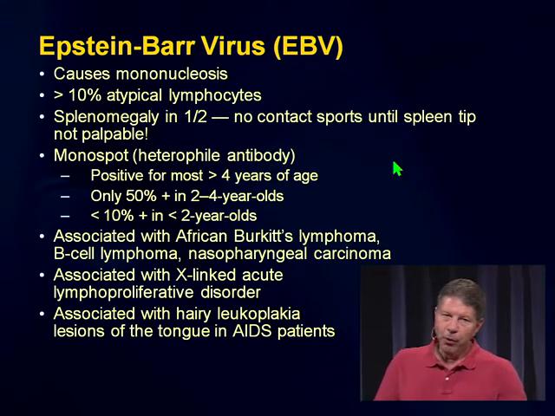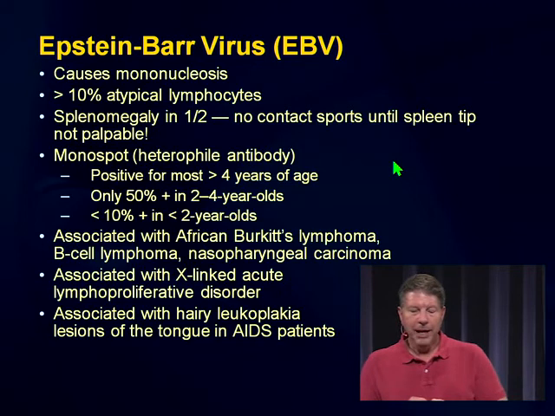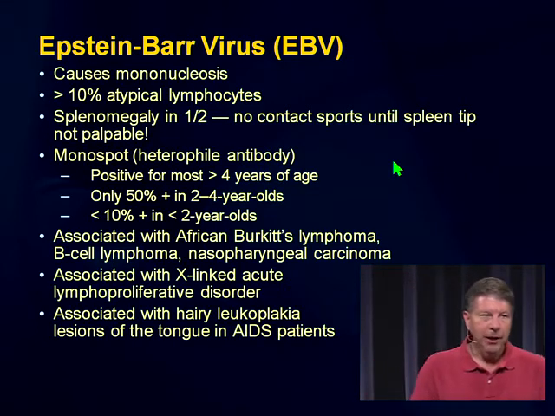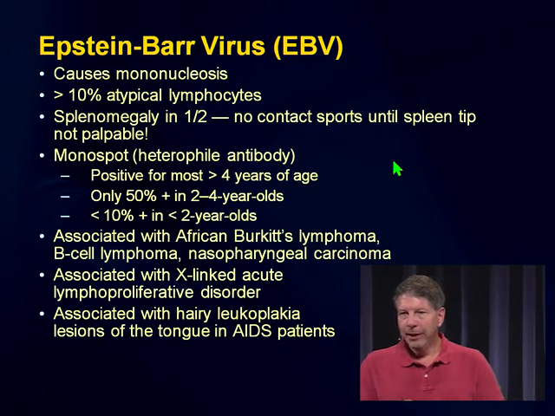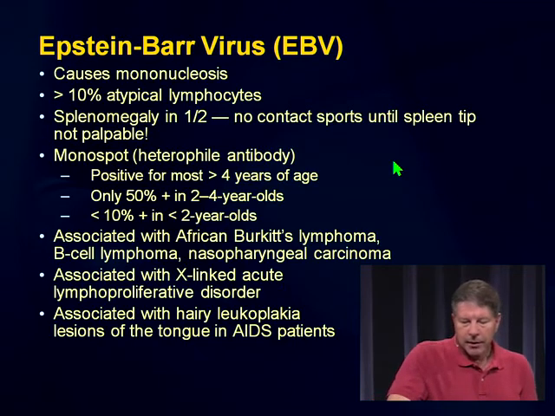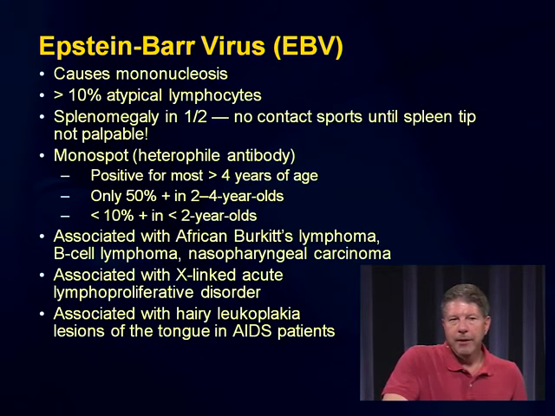If it's a 2 to 4-year-old, only about half are going to be positive, and if it's less than a 2-year-old, it's less than 10%. So my take home here is you're probably not going to check a monospot in anyone that's under 4. It's just not going to be helpful. If you really think it's EBV, there's something going on with EBV, you want to check specific tests for that. If they're older than 4, then definitely you can do the monospot. Usually it's going to be an adolescent, and like I said, usually it's going to be positive.